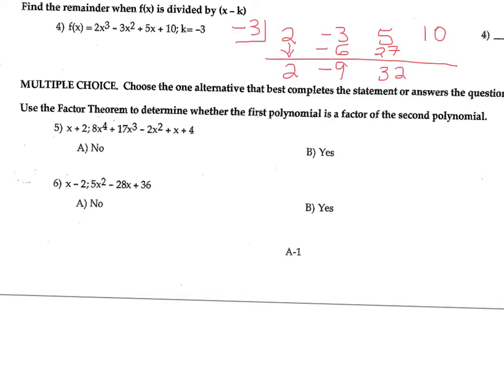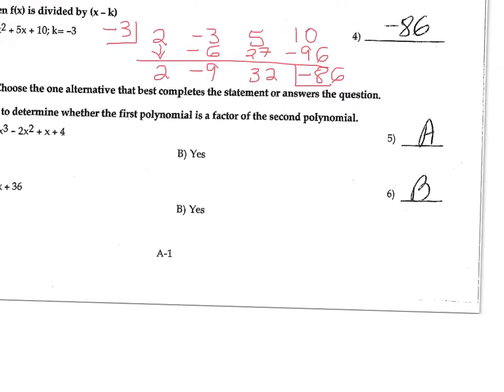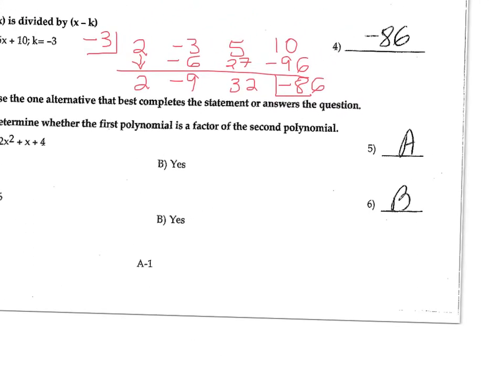32 times -3, it's -96. And when you combine that, that's -86. And that is the answer. So what is the remainder? The remainder is just -86. That's what you gotta do.